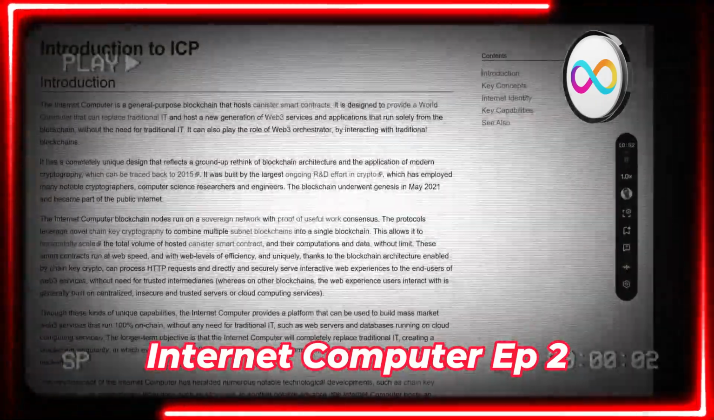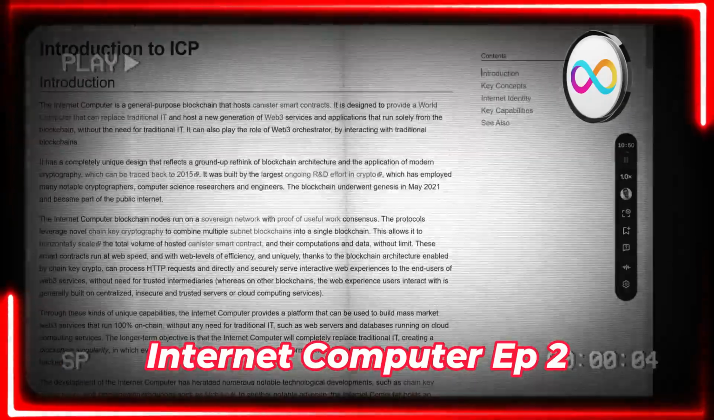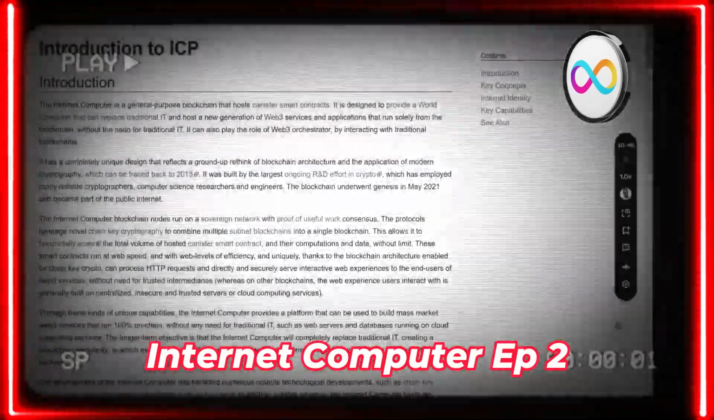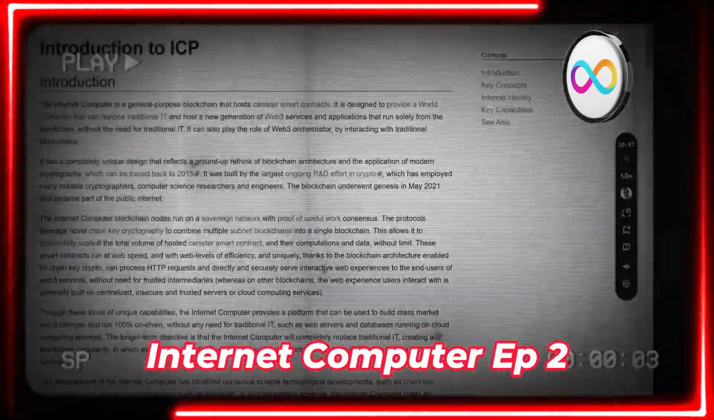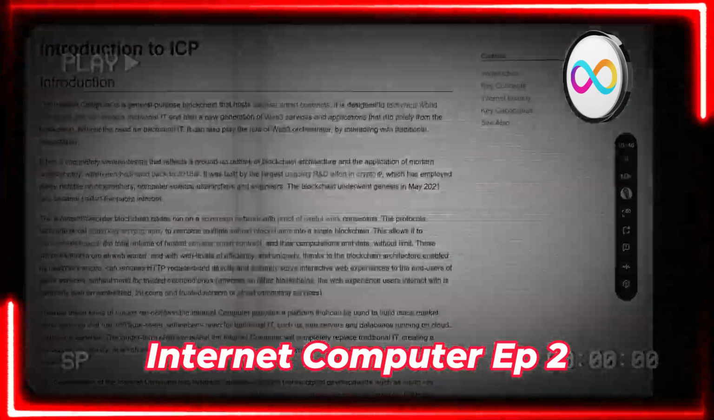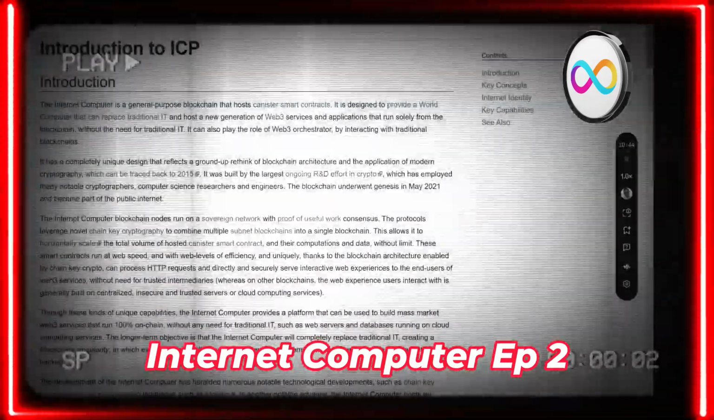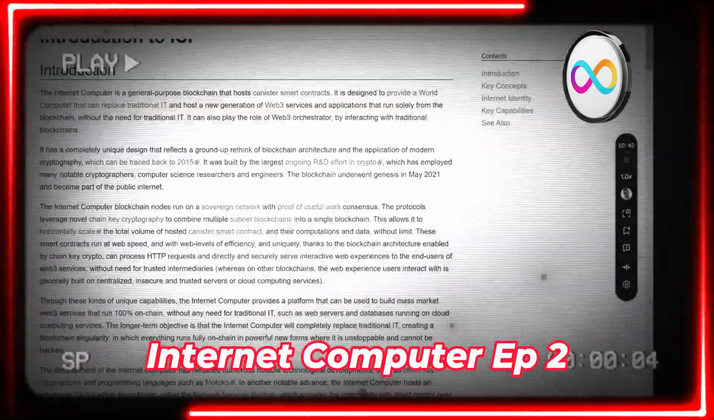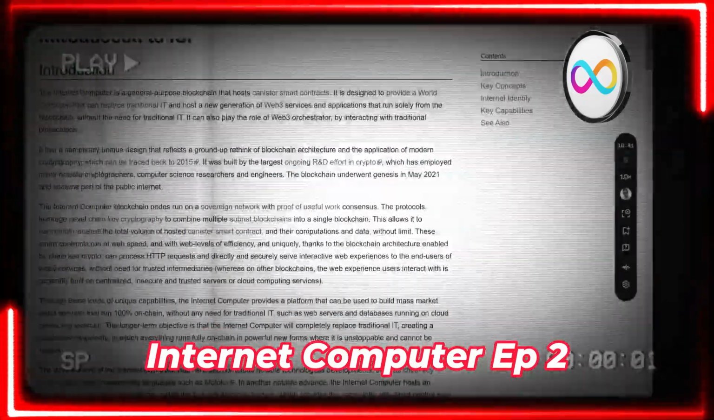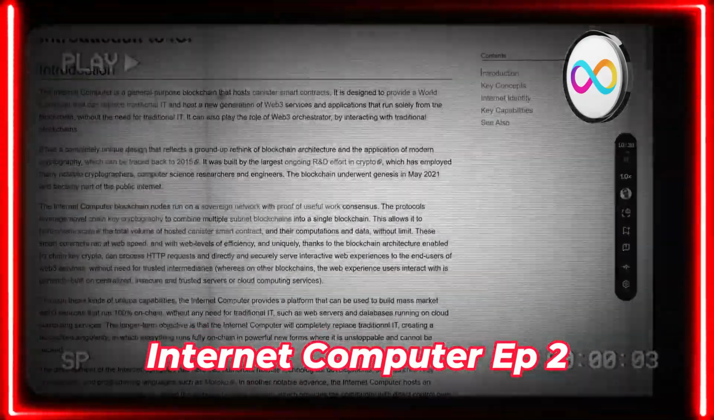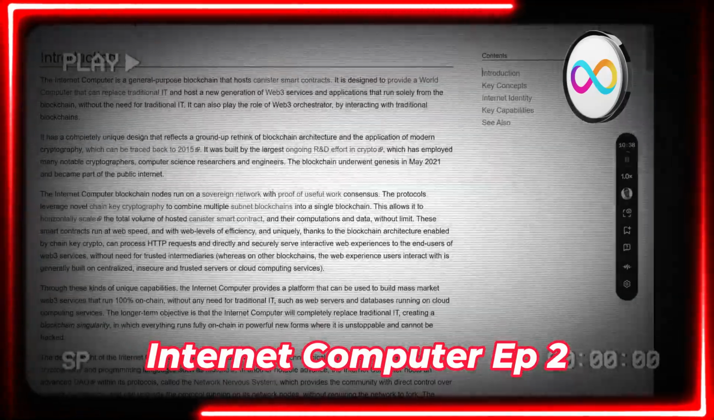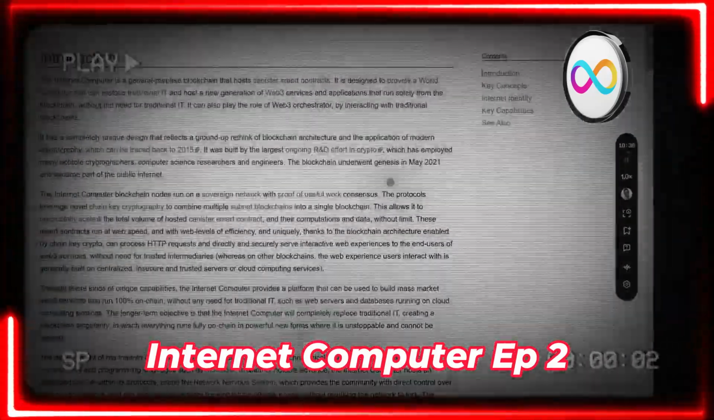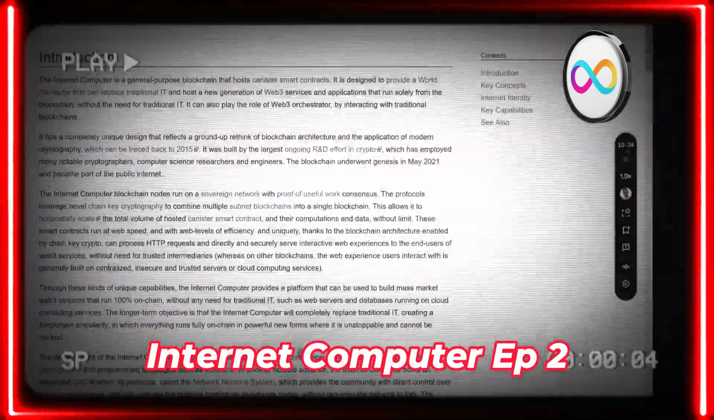The Internet Computer blockchain nodes run on a sovereign network with proof of useful work consensus. The protocols leverage novel chain key cryptography to combine multiple subnet blockchains into a single blockchain. This allows it to horizontally scale the total volume of hosted canister smart contracts and their computations and data without limit.